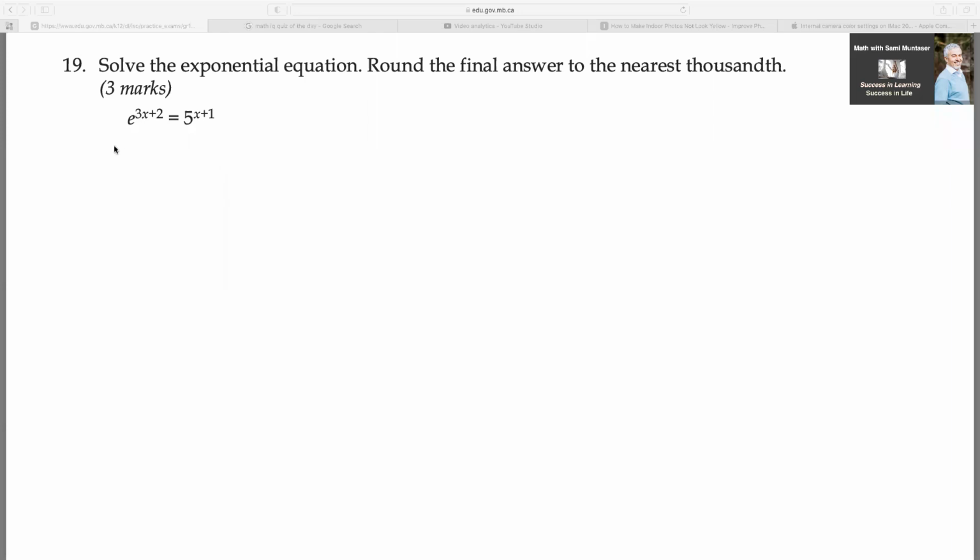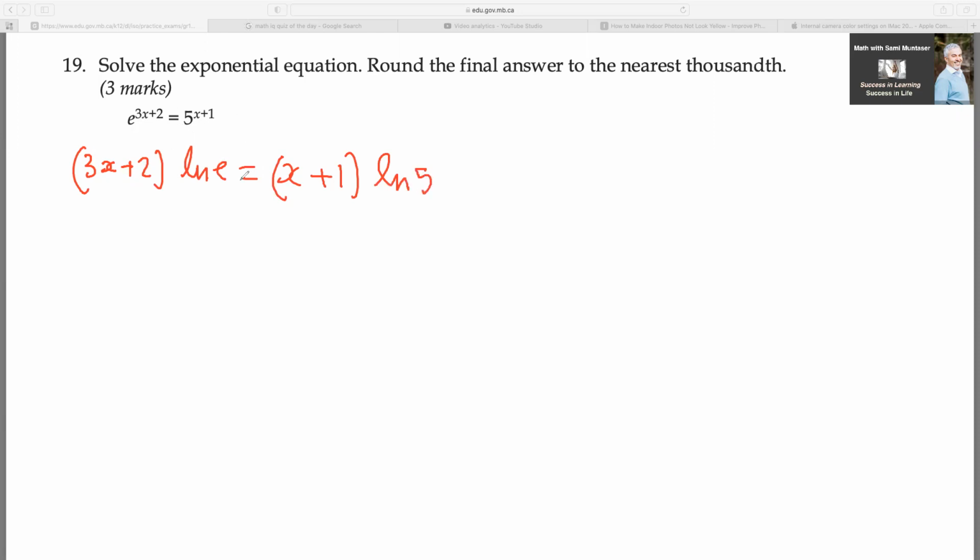So here in this question, because we have e to the power of 3x plus 2 equals 5 to the power of x plus 1, what we need to do is ln both sides. Ln is the natural log, and because ln e is 1, anytime you have e instead of log on both sides to bring the exponents down, you ln since we have an e. So now when we ln both sides, the exponents come down, so I'm going to do that right away. So (3x plus 2) ln e equals (x plus 1) ln 5.